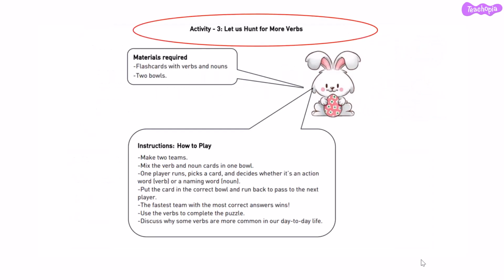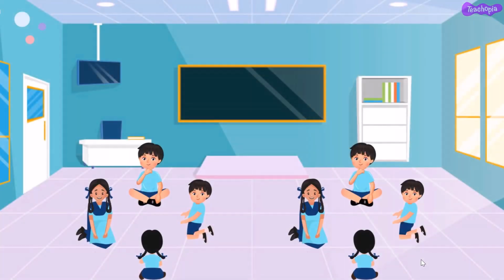Activity 3. Let us hunt for more verbs. In this particular activity, we may need flashcards with verbs and nouns and 2 bowls. Let's look at how to do this activity in the classroom. Here, we will make groups of 2 sets of students and we will prepare flashcards with verbs and nouns.